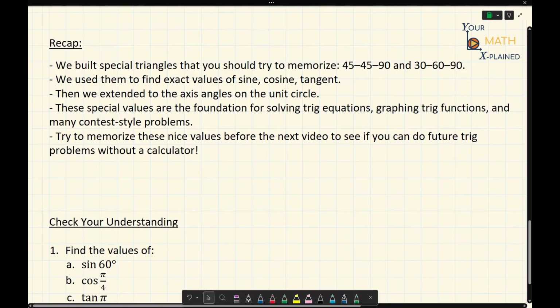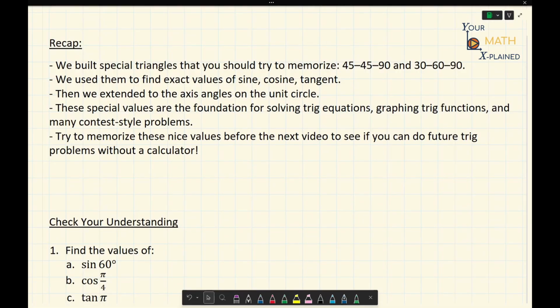And now let's go ahead and do a recap of everything that we covered in this video. We built our special triangles, the 45, 45, 90, and the 30, 60, 90. We used them to find the exact values of sine, cosine, and tangent of those angles. We then extended to the axis angles on the unit circle. These special values are the foundation for solving trig equations, graphing trig functions, and many contest-style problems.